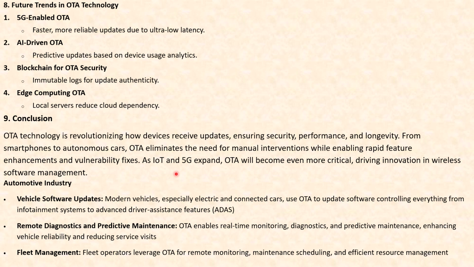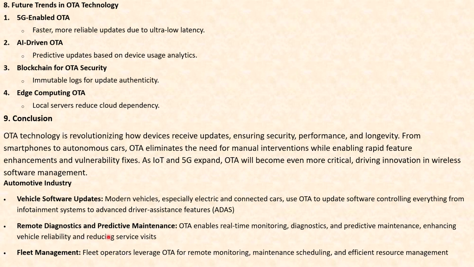As IoT and 5G expand, OTA will become even more critical, driving innovation in wireless software management. Now coming to the automotive industry, vehicle software updates: modern vehicles, especially electric and connected cars, use OTA to update software controlling everything from infotainment systems to advanced driver assistance features. Whether the software controls the infotainment system, body control module or transmission control module, it can be directly updated in the vehicle without the vehicle visiting the dealer or service station.